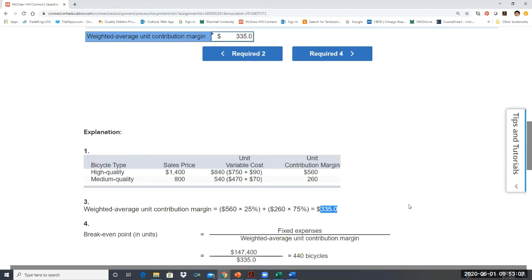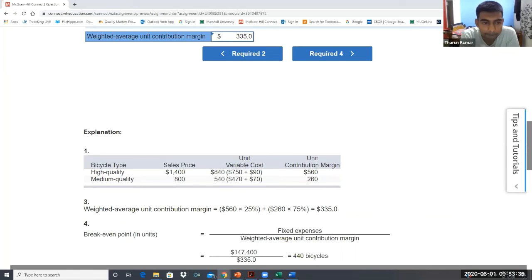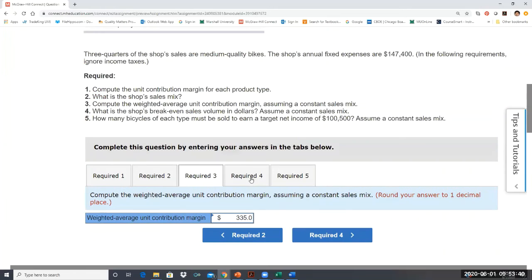So if your sales mix changes, suppose it becomes 20:80, 20% and 80%, obviously your weighted contribution margin will change, and also your break-even point will change. Okay, is everyone okay with 335 or whatever number you get? Yes, sir.